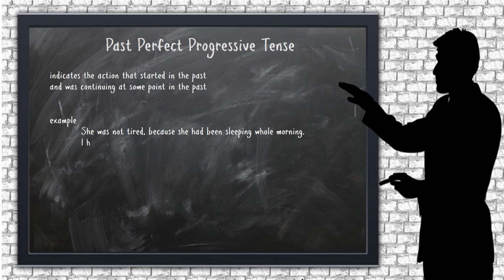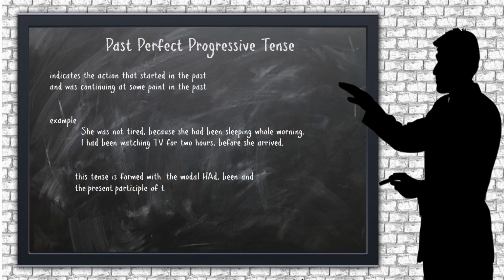Had you been waiting long before the bus arrived? It had been raining hard for several hours and the streets were so wet. Her friends had been thinking of calling the police when she walked in. This tense is formed with had, been and the present participle of the verb with an -ing ending.